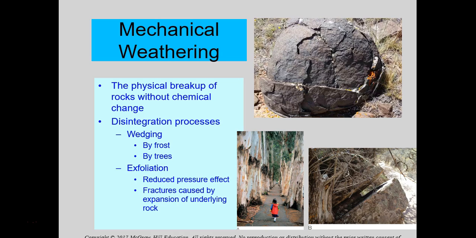Another form of mechanical weathering is what's known as exfoliation. This occurs when you have rocks that experience a change in pressure. For example, if you have a rock that comes up from the inside of the Earth and is then exposed to the surface of the Earth, the pressure differences will cause the rock to sometimes expand and break apart, and this is what you see here up on the top right.